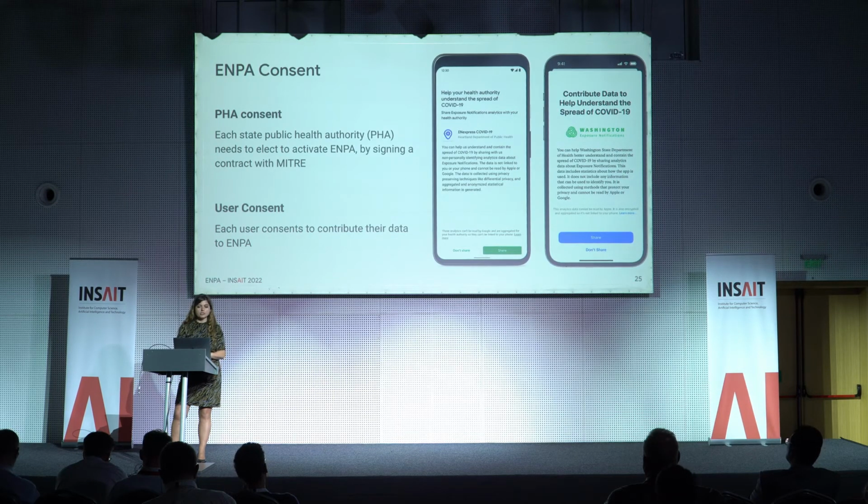So as I mentioned, ENPA has two types of consents. First, each health authority, which in this case was the corresponding state public health authorities, needs to elect to activate this private metrics system. And this is done by signing a contract with the MITRE Corporation. And then separately from that, for each state that offers the private analytics, each user has to choose whether they want to contribute their data to this private metrics.